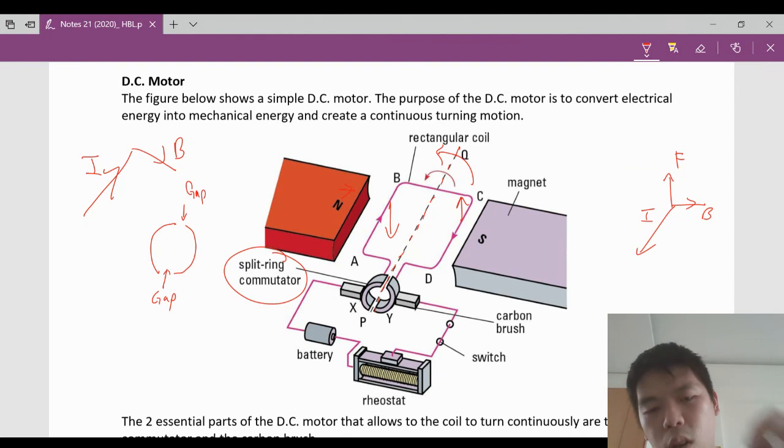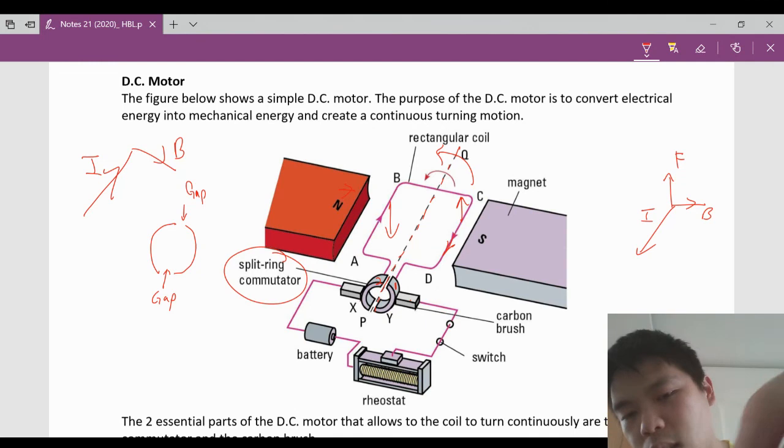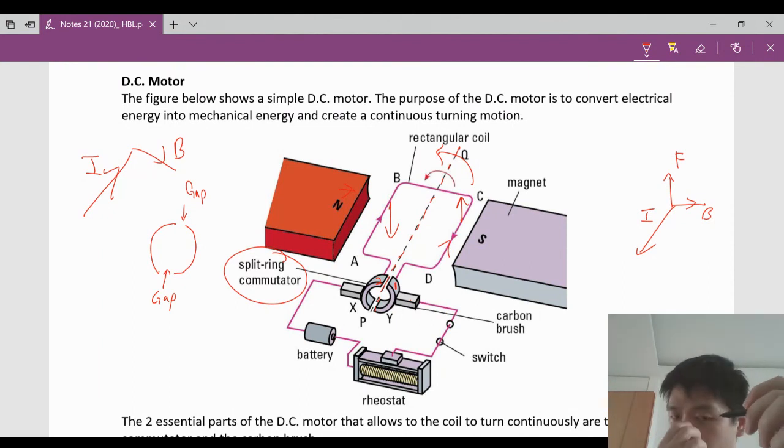When this coil turns, the brush at first is touching, let's say I label this as 1 and this as 2. At first it's touching 1, then it passes through and touches 2. So the current will then flip. The part that was originally supposed to have the current coming out, once the carbon brush reaches the other side of the split ring commutator, the current will change direction. And when the current changes direction, there will be a different effect that causes it to continue to turn. Okay?